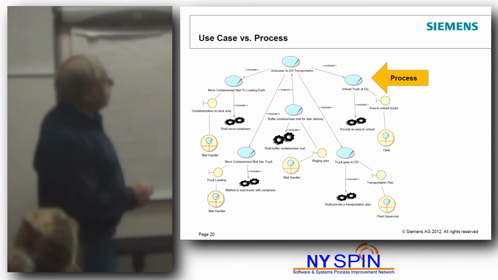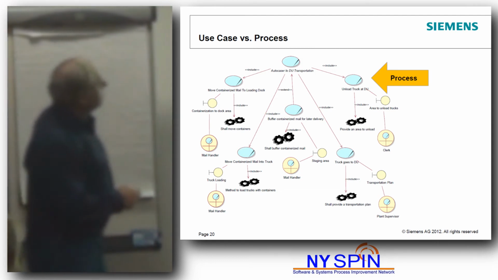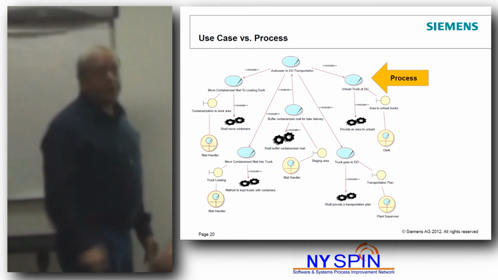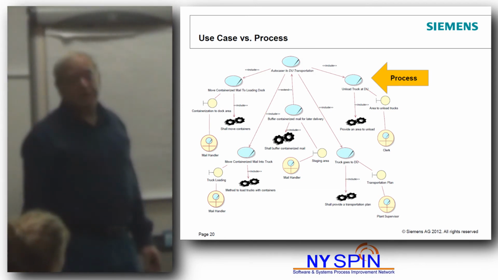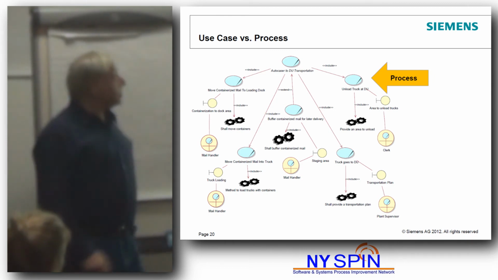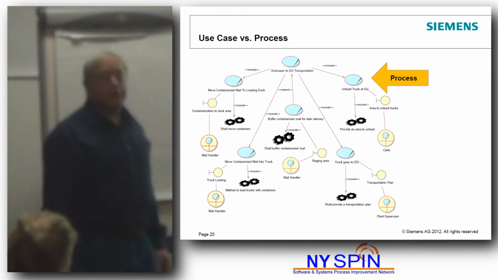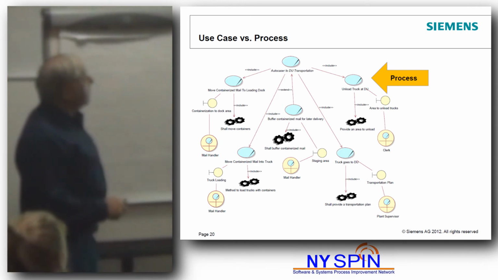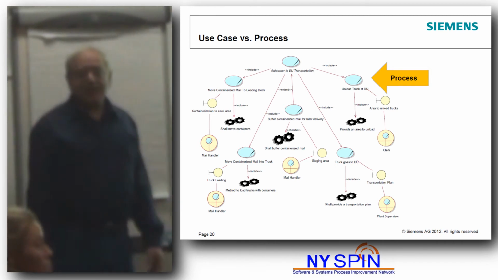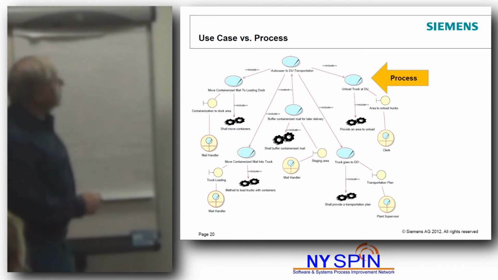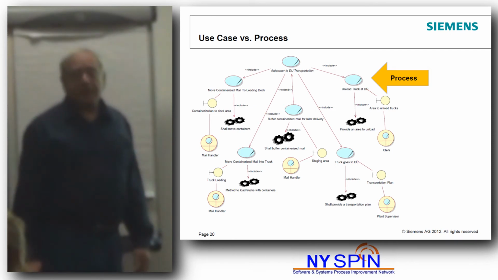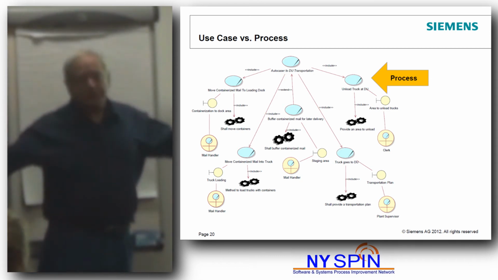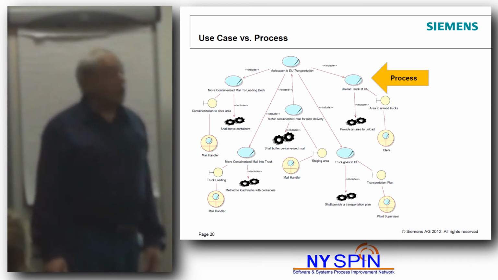And here, for example, we have AutoCaser DU Transportation. This says unload the truck at the loading dock. That is not a use case, unload the truck at the loading dock. This is a part of a process for the United States Postal Service. And here's move containerized mail to the loading dock. That is not a use case, it's a process. But we're showing it using a use case because it's the only game in town when you use the Unified Modeling Language, which is the standard language in use worldwide.